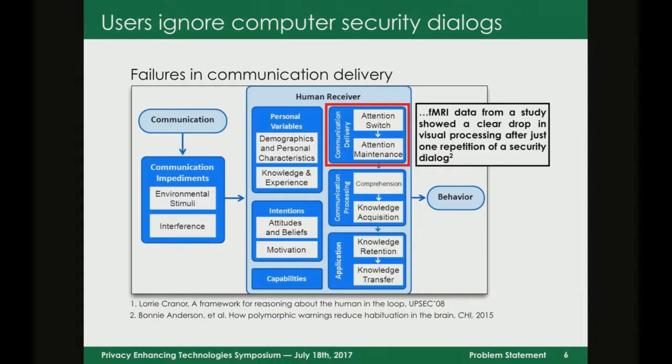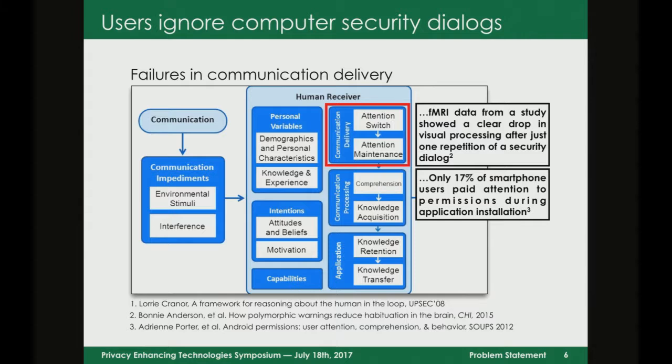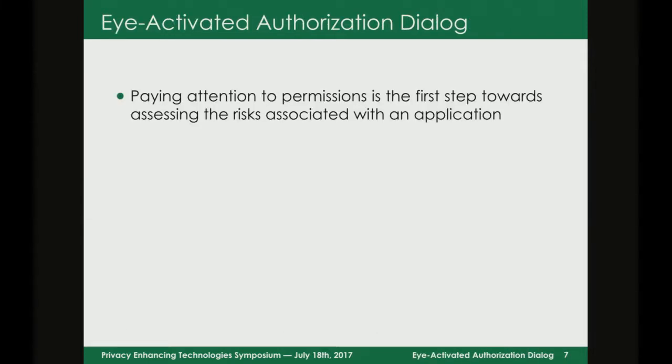Habituation is one of the main reasons behind this. Repeated exposure to the same kind of information on the dialogs makes the users pay less attention to it over time. Studies using fMRI data have shown this. Similarly, there have been studies on Android applications where they've shown that only 17% of users pay attention to these permissions. Okay, so in this work, I speculate that looking at permissions is actually the first step towards reading the permissions and then actually understanding them.